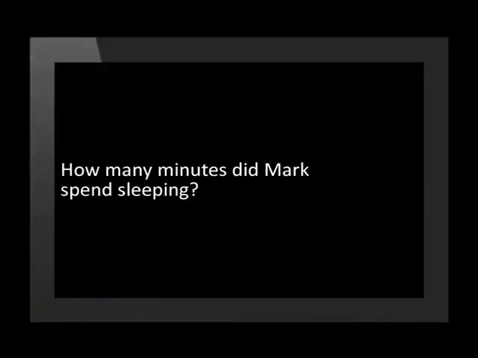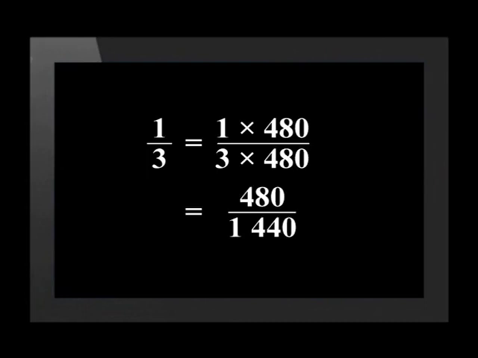In this example, we changed the fraction to be over a denominator of 24, but we could have changed it to anything to suit the question. If the question asked, "How many minutes did Mark spend sleeping?" the denominator would need to be 1,440 because that's how many minutes there are in a day. So to change this 1/3 to minutes, we would multiply the fraction by 480 in the numerator and denominator. The answer for that question is, Mark spent 480 minutes sleeping.